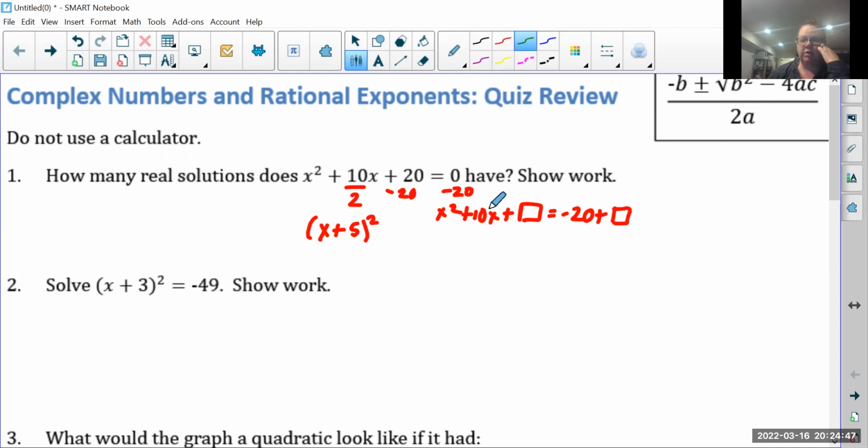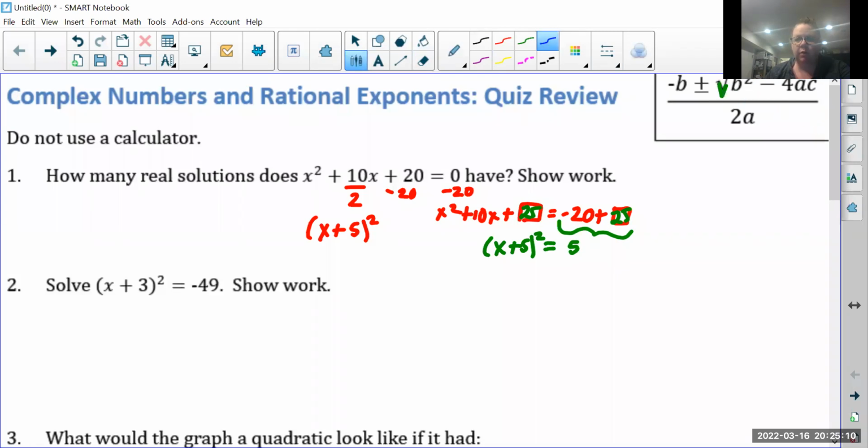So now we know that 5 squared needs to go in this box and then goes in this box. And then this is where we could stop, because negative 20 plus 25 would give me a positive 5. So now I would get to where I can square root both sides, and I have a positive 5, which is telling me I'm going to have two real solutions. So you could do it that way. You could do it by completing the square, or you could do the quadratic formula.